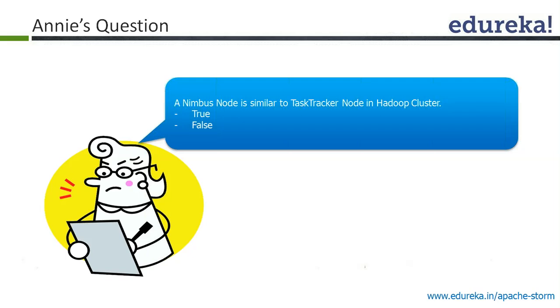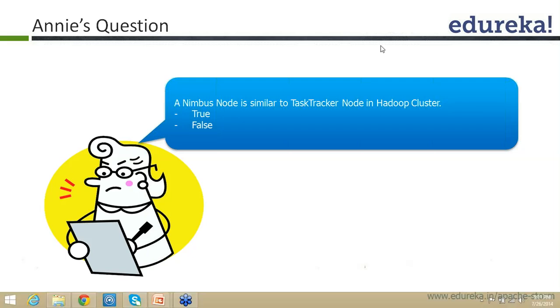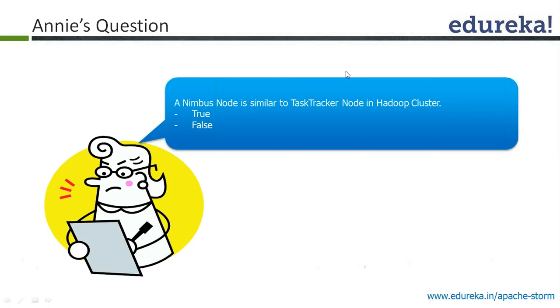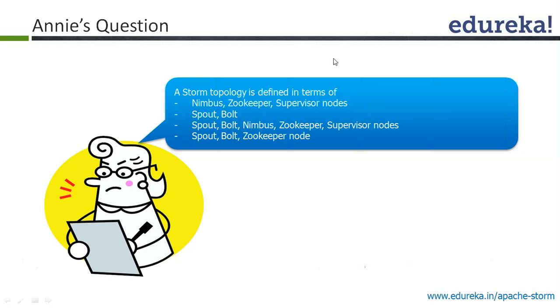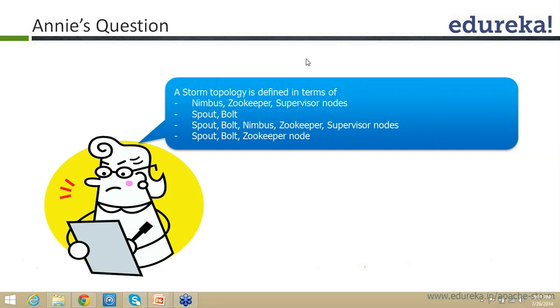Nimbus node is similar to task tracker node in Hadoop cluster. Somebody had asked me a question like this. Very good. I am a bit surprised that you people are comparing with the task trackers. There are very few answers which are saying it is false. It is equal to job tracker. I think Akash has answered in the same way, which is very good. So it is definitely not task tracker. Probably the task tracker, at a remote resemblance, can be the supervisor, those actual workers, right?